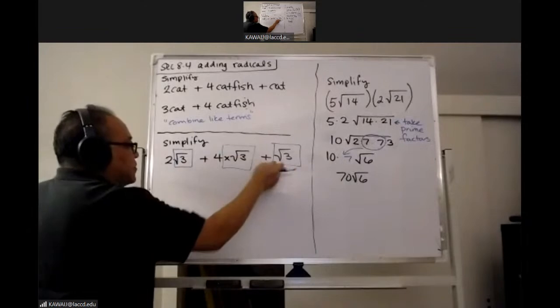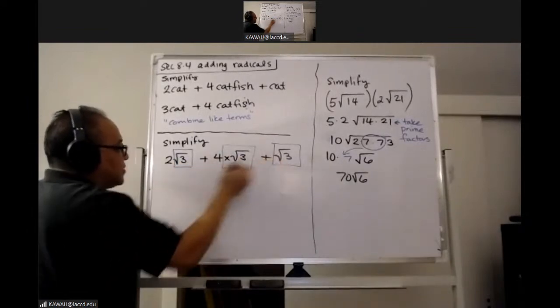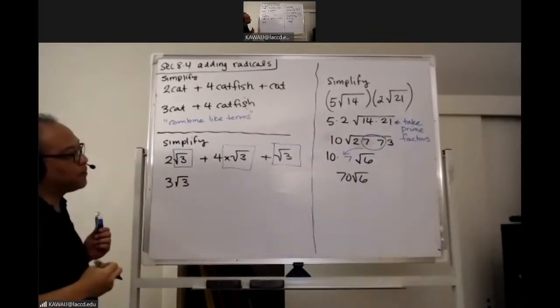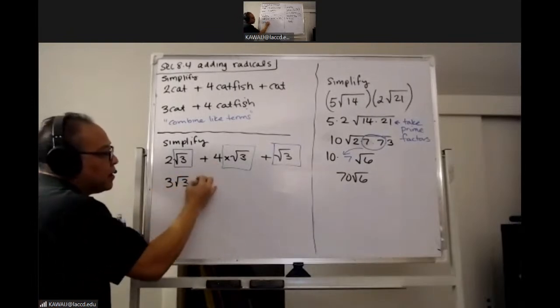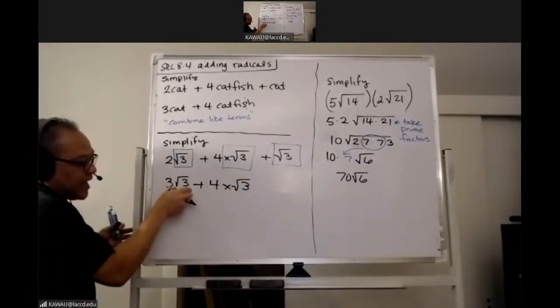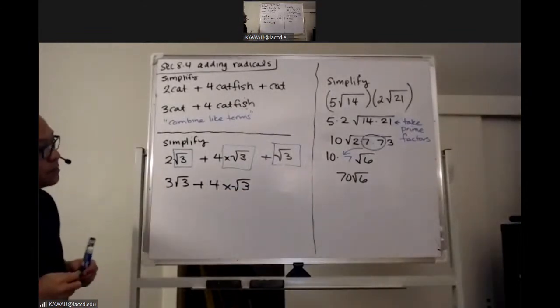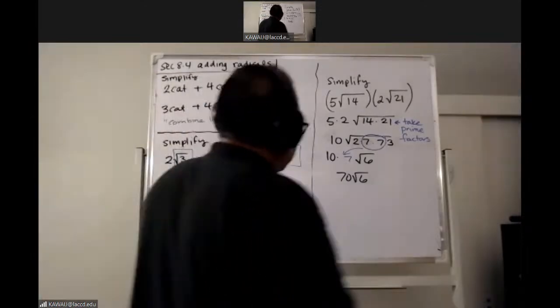Think of these as objects. So I've got 2 of these objects and 1 of these objects. So in total, I have 3 of these objects. This and this are not the same thing. They have to be identical in order for me to combine them. This is a cat and that's a catfish. Okay. Now that's the bulk of what we're doing in this section.